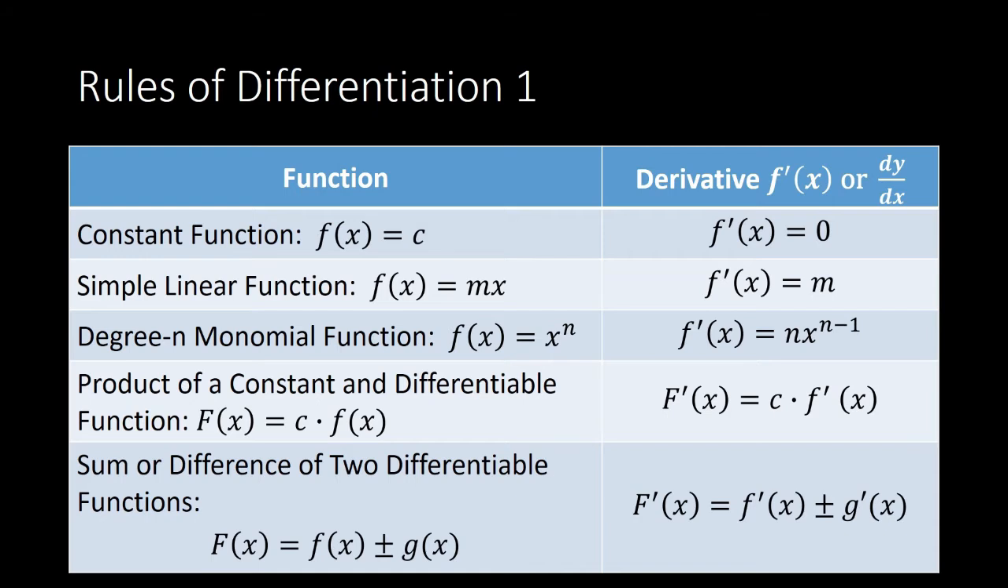And in general, if you have a constant and a differentiable function, their product is c times f of x, and the derivative of that function is c times f prime of x. If you have a sum or difference of two differentiable functions, their derivative is the sum of their derivatives or the difference of their derivatives.